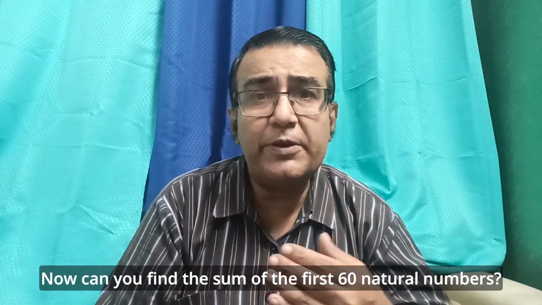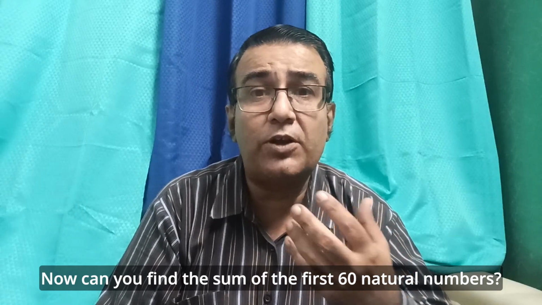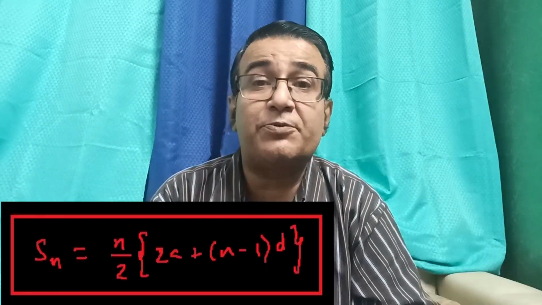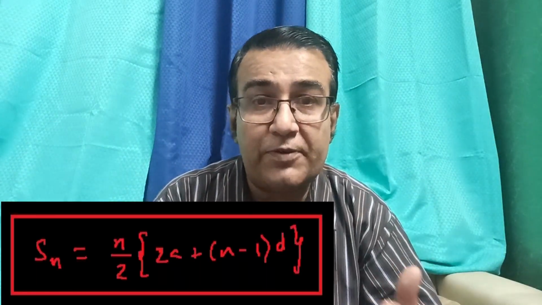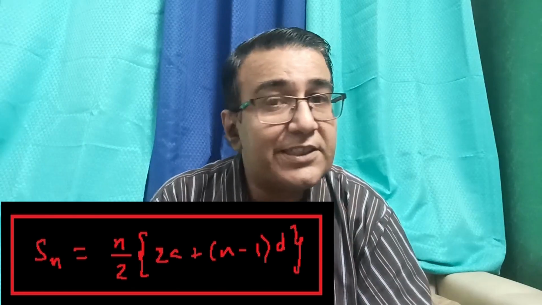Now you might be confused about which formula one should generally use. Well, it really depends on the question. If the last term is given to you, you can use this formula. Or if you don't know the last term, but you want to find the sum of, say, 30 terms or 50 terms of an arithmetic sequence, and you have the value of n, then you can use this formula.